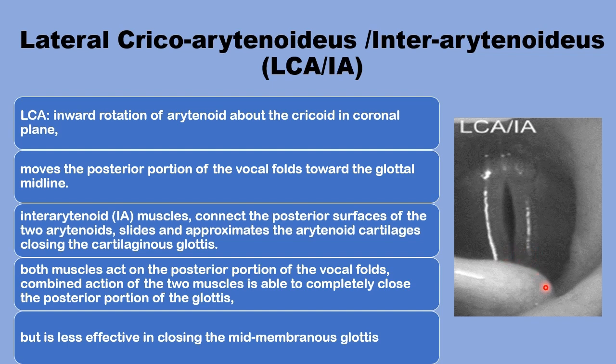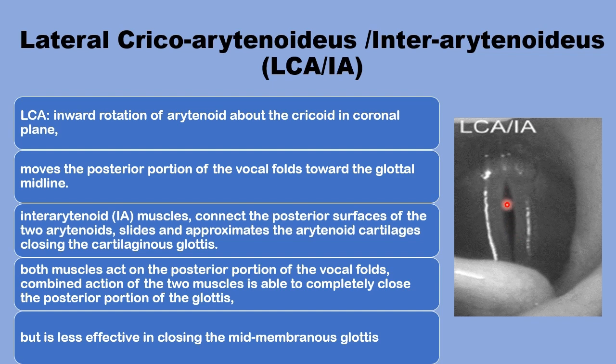The inter-arytenoideus muscle connects the posterior parts of the arytenoids and also helps in the sliding of the arytenoids towards the midline to meet together in the midline, closing up the posterior part of the glottis. The combined effect of these two muscles is to completely close the posterior glottis, but the mid part of the membranous glottis would still have a small gap, and there will also be a reduced contact and reduced thickness of the medial ends of the vocal folds in this area. This may lead to a breathy voice.